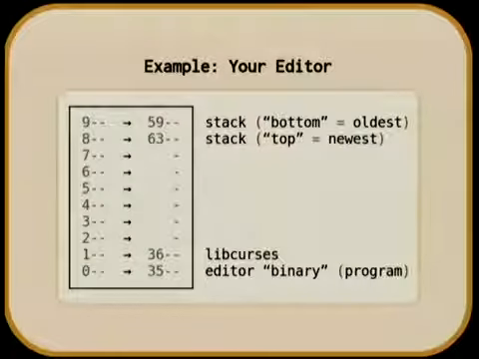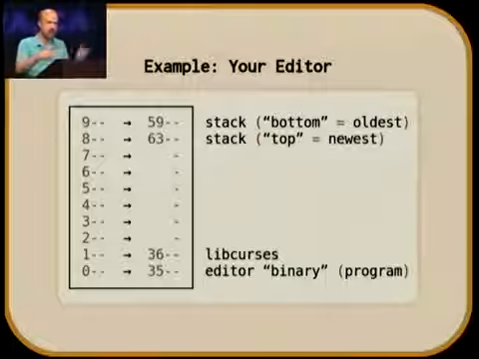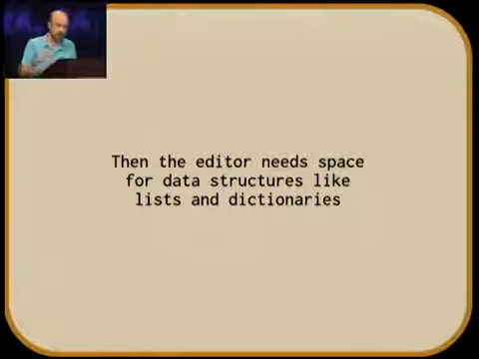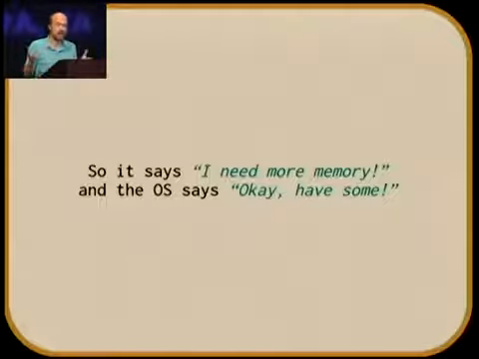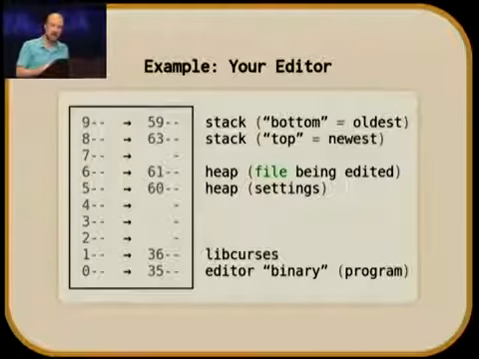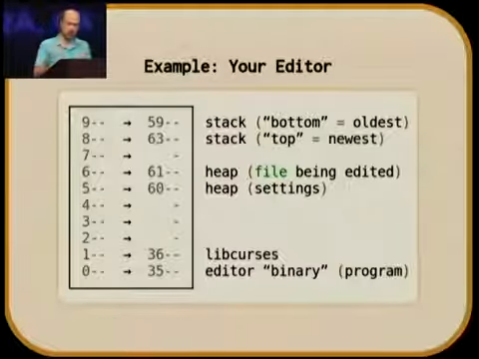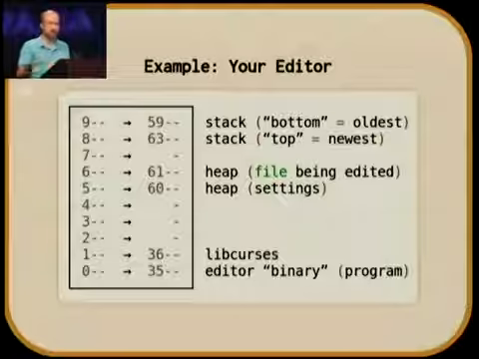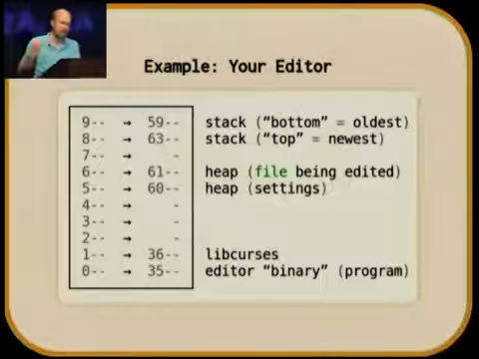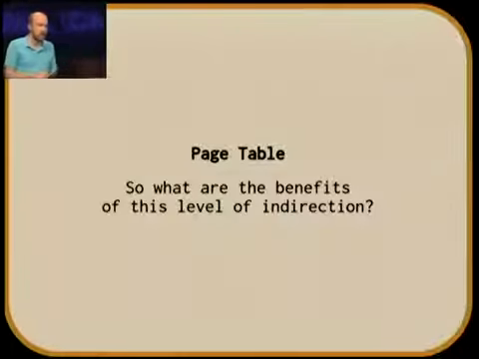Notice the fairly random numbers. They can be pulled from anywhere in RAM that there are free pages because the association is a completely free one. Now, your editor might then, as it starts up, need space for data structures, lists, dictionaries, buffers. It says, I need more memory. The OS says, okay, have some. And you get another growing memory area called the heap, which instead of holding variables that go away when a function call returns, it holds persistent data structures. Again, for those of you new to Python, things like lists and dictionaries.